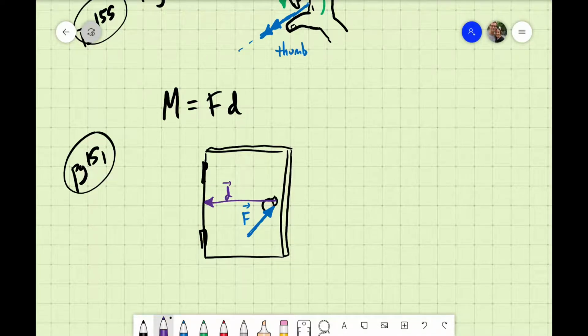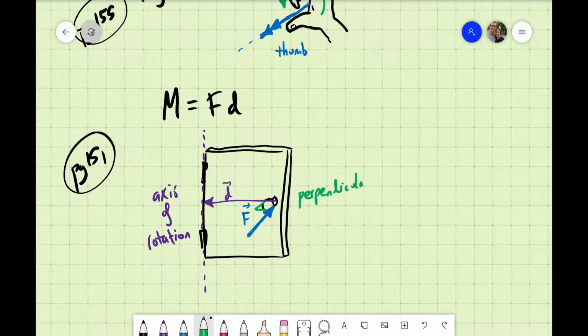And the really, really important idea is that that distance vector is going back to the axis of rotation. Important word for today: axis of rotation. It is the distance from the force you applied back to your axis of rotation. And here's the other really important thing too. That force and that distance, I'll do it in green, they must be perpendicular. That's me trying to show a right angle with perspective. They must be perpendicular to each other.